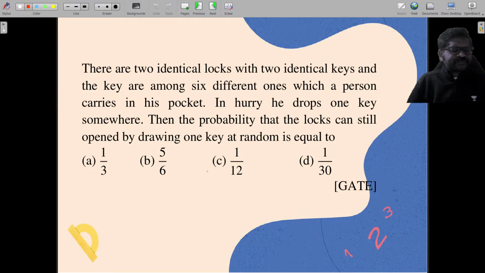Next problem. There are two identical locks with two identical keys. The keys are among 6 different ones, which a person carries in his pocket. In hurry he drops one key somewhere. The probability that the locks can still open by drawing one key at random.